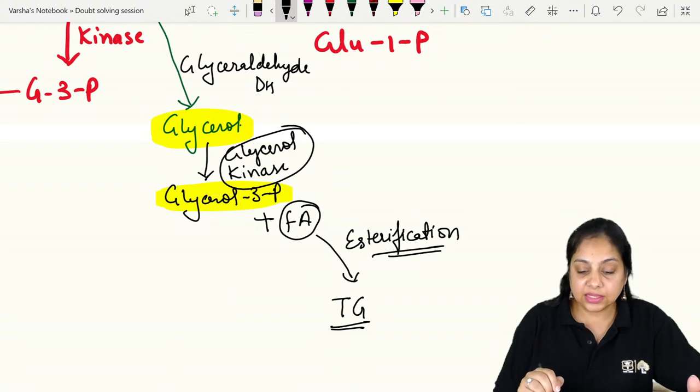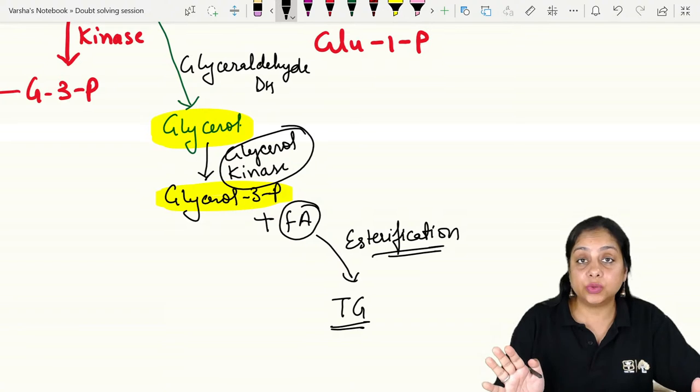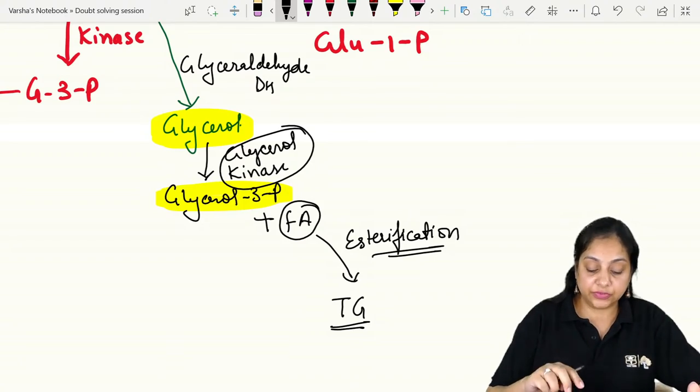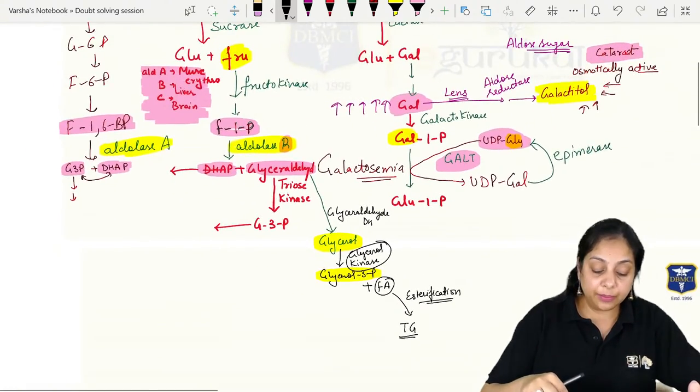Which hexokinase is related to hypothalamus? I'll come back when we will discuss all kinds of hexokinases. There are various isoenzymes, Dr. Sandeep. Okay. Let me finish this first. Okay. So are we clear up to here?